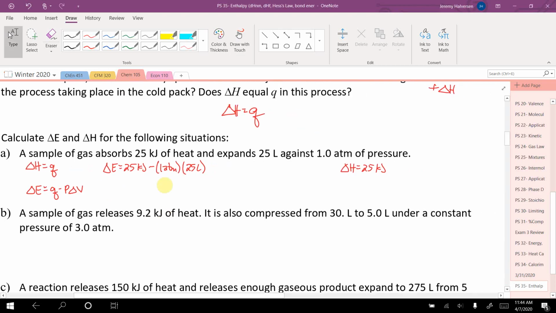So I'm going to just write here, 1 liter atmosphere is 101.3 joules, and there's 1,000 joules in 1 kilojoule. So when I do that, the change in energy is 25 kilojoules. Let's do math real quick. This is like 2.5 kilojoules. So that leaves me with 22.5 kilojoules for the energy.